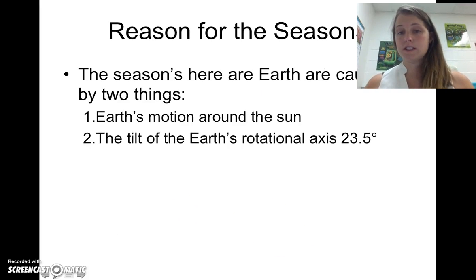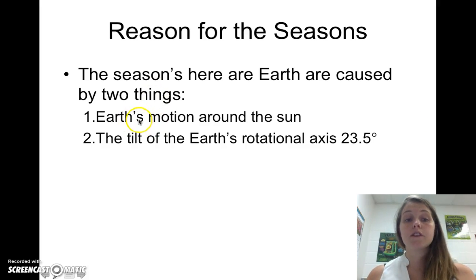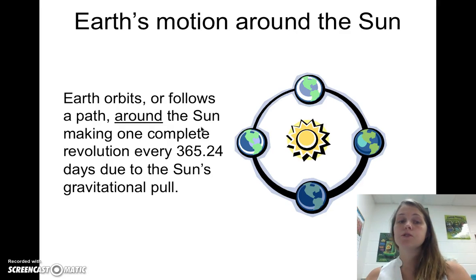So the reasons for the seasons. There are 2 main reasons, and we're going to talk about both. The first is Earth's motion around the sun, which we'll talk about next. And the second one we'll talk about is the tilt of Earth's rotational axis, 23.5 degrees. So Earth's motion around the sun.